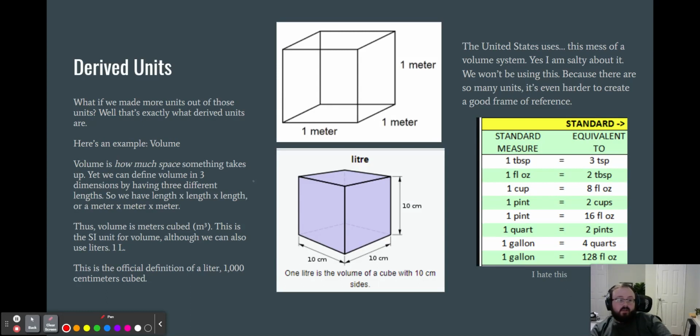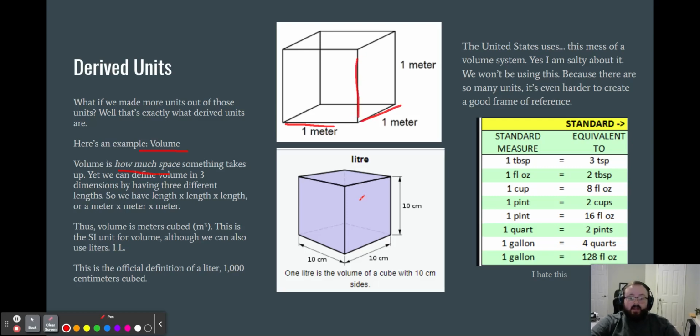What is a derived unit? We take those 7 base units and we make something new out of them. We combine them to make a new unit. One example here is volume, right? Volume is, as we said, how much space something takes up. We define it in the 3-dimensional field. So we have length, width, and height. So there are 3 dimensions, right? So this dimension, and this dimension.